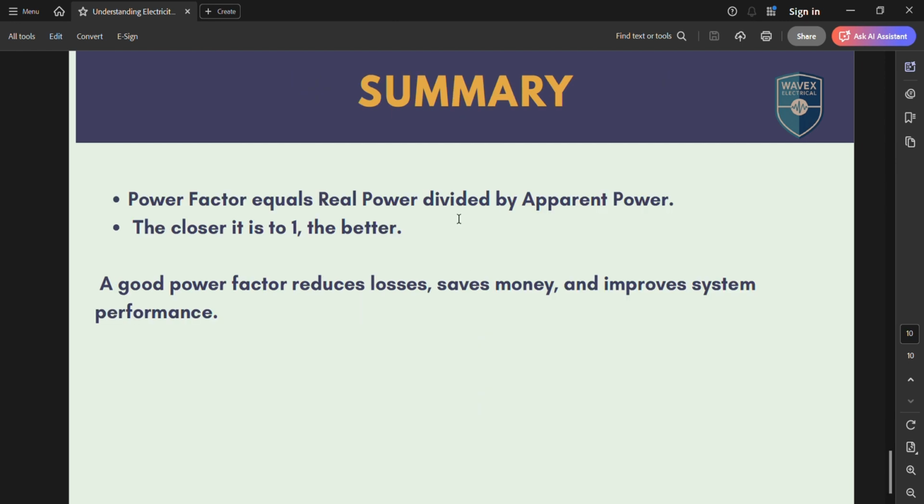Okay, so I will summarize the entire video. The power factor equals real power divided by apparent power. Power factor is equal to kW divided by kVA. That is real power divided by apparent power. The closer it is to 1, the better. A good power factor reduces losses, saves money, and improves system performance.